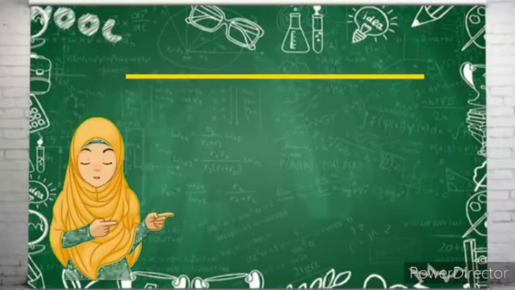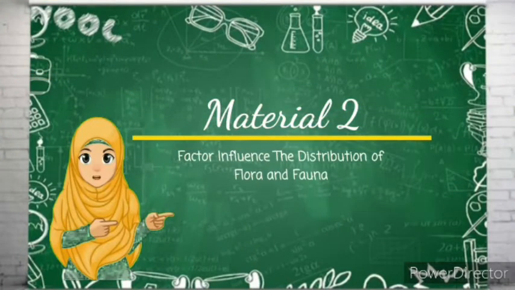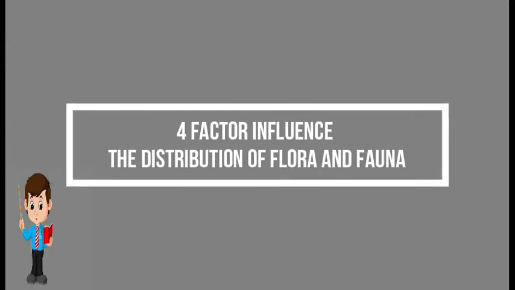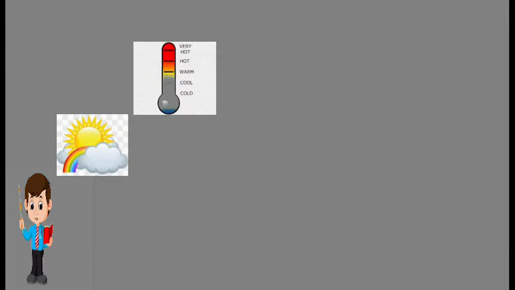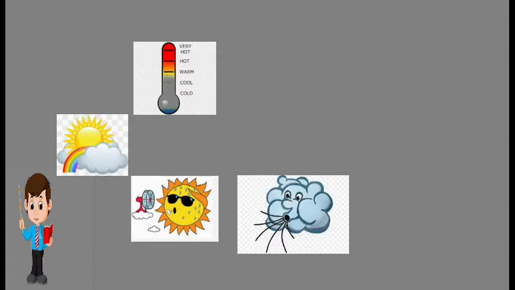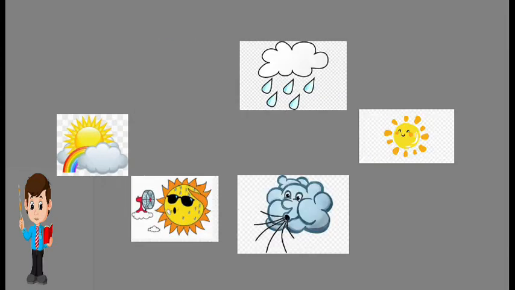Next, factors that influence the distribution of flora and fauna. There are 4 factors that influence the distribution of flora and fauna. The first, climate. Climate is divided into 5 elements, namely temperature, humidity, wind, rainfall, and sunlight.